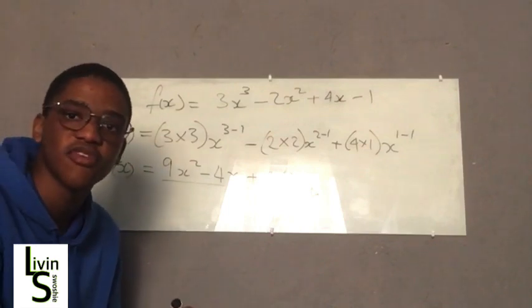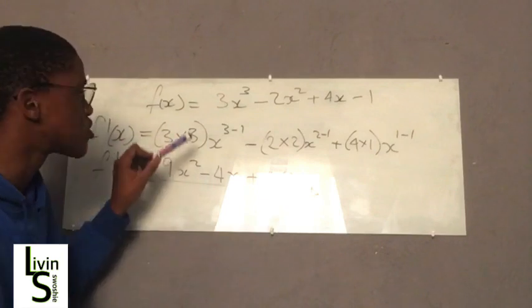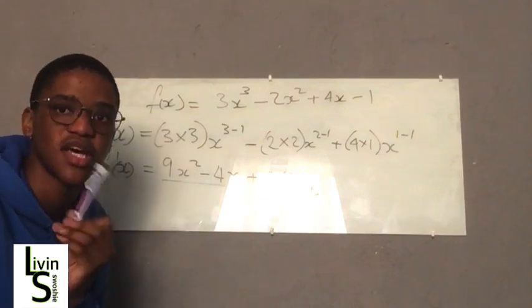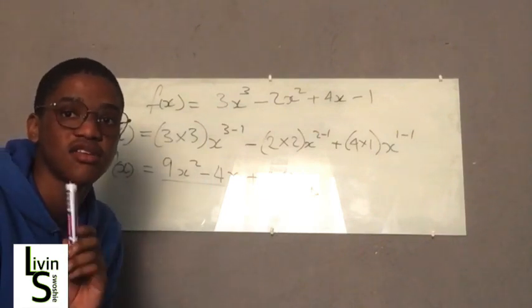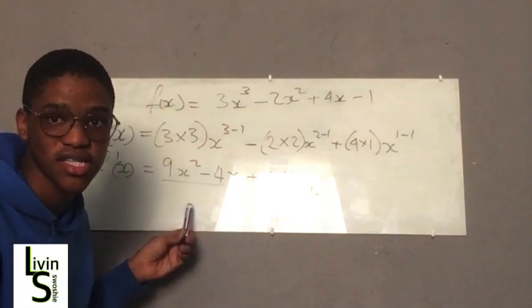Notice how if you're given a cubic function, it always goes to a quadratic function. So that's how you know that you have correctly derived, is when you're given a cubic function, it must go back to a quadratic function.